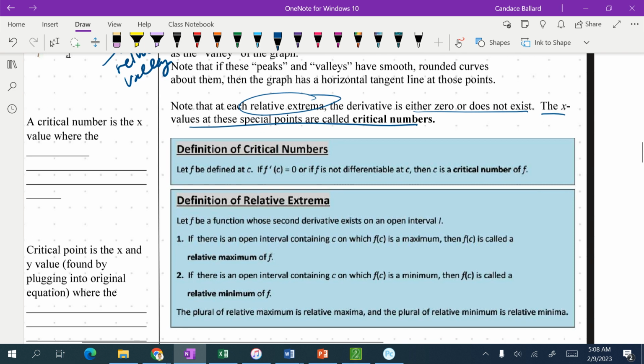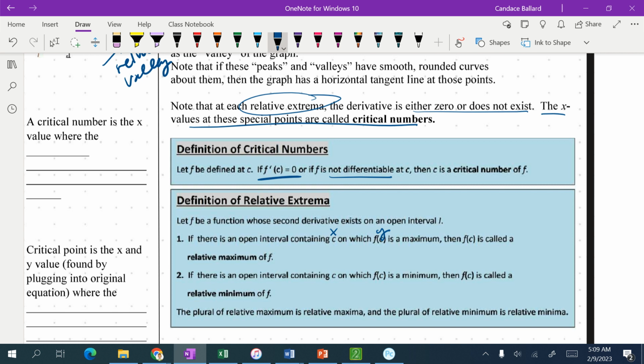So a critical number, in official math terms, is: let f be defined at c. If the derivative at c is equal to 0, or if it's not differentiable at c, we have a critical number. And then the relative extreme official definition: let f be a function whose second derivative exists on an open interval. If there's an open interval containing some value c, in which f of c is a maximum, so remember this is your x value, this is talking about a y value, then f of c is called a relative max.